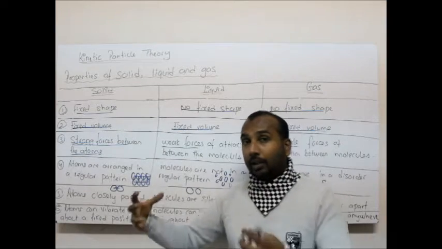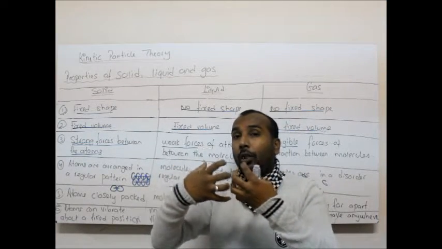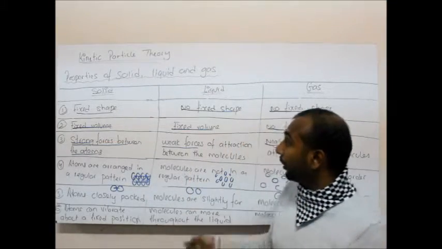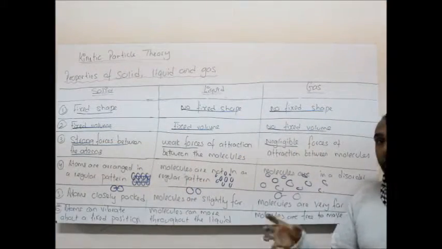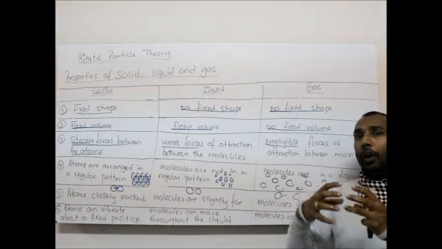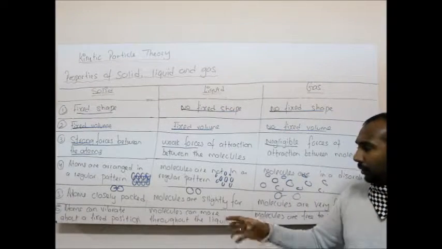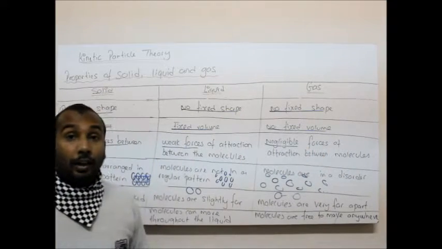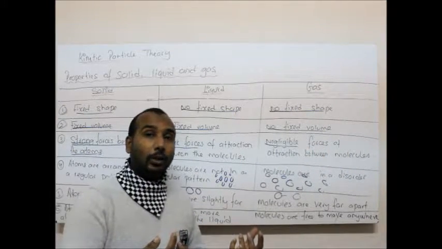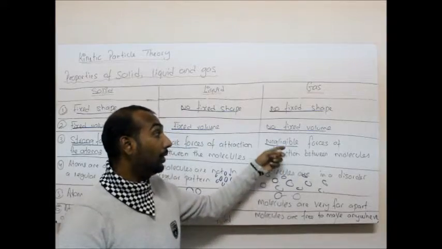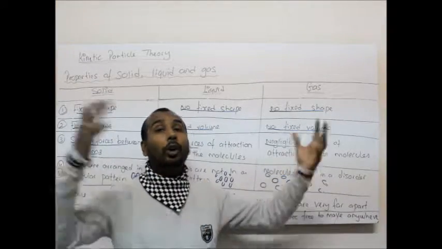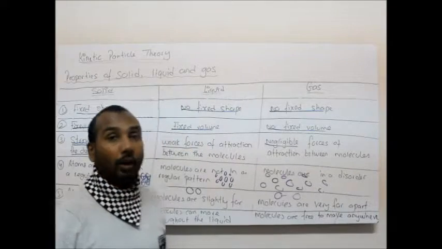In a solid, because the forces of attraction between the atoms are so strong, the atoms cannot move, they can only vibrate about the mean position. In a liquid, the forces are weak. Therefore, the atoms can move around to some extent throughout the liquid. But in a gas, there is no force which is holding the atoms together. The forces are negligible. Therefore, the molecules of a gas are free to move and go around anywhere within the container of the gas.